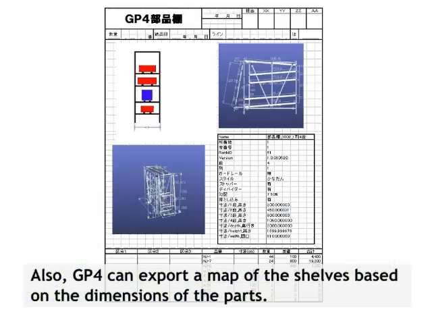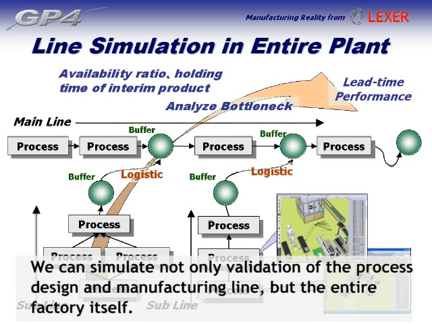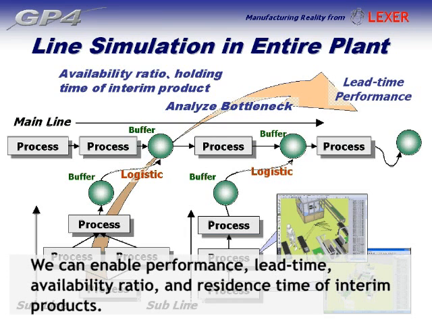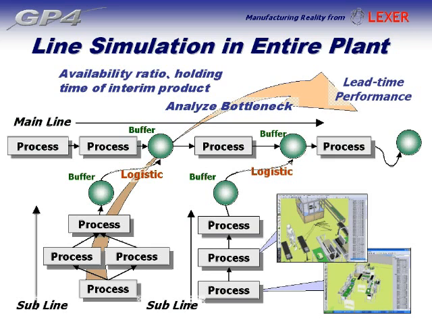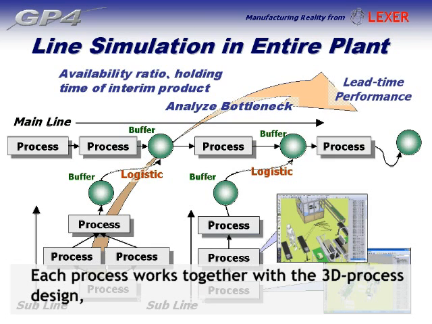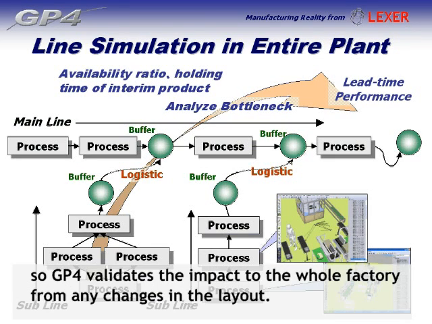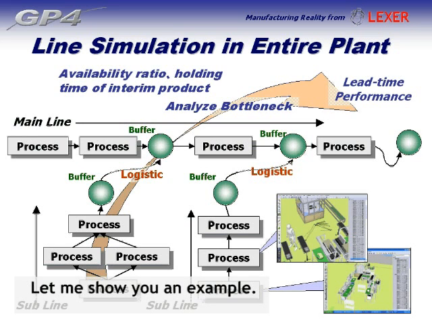Also, GP4 can export a map of the shelves based on the dimensions of the parts. We can simulate not only validation of the process design and manufacturing line, but the entire factory itself. We can evaluate performance, lead time, availability ratio, and residence time of interim products. Each process works together with the 3D process design, so GP4 validates the impact to the whole factory from any changes in the layout. Let me show you an example.